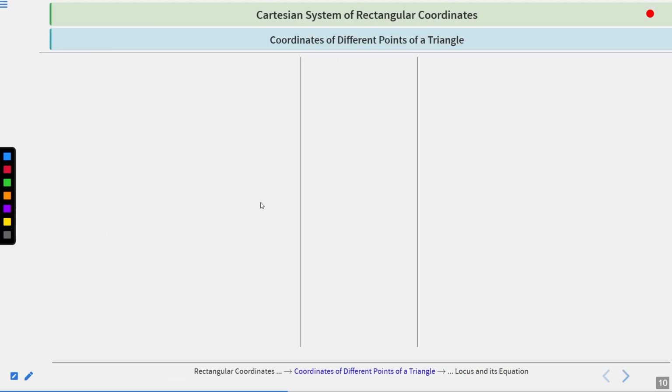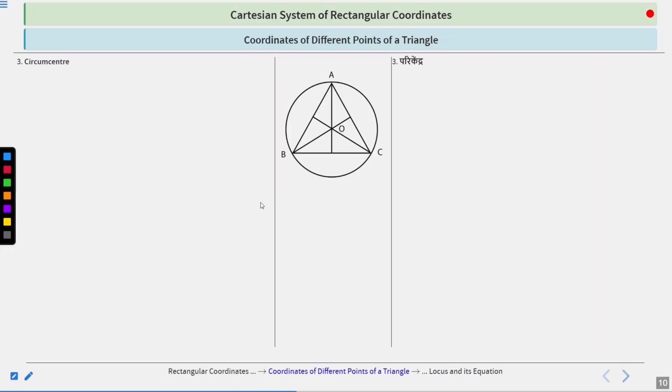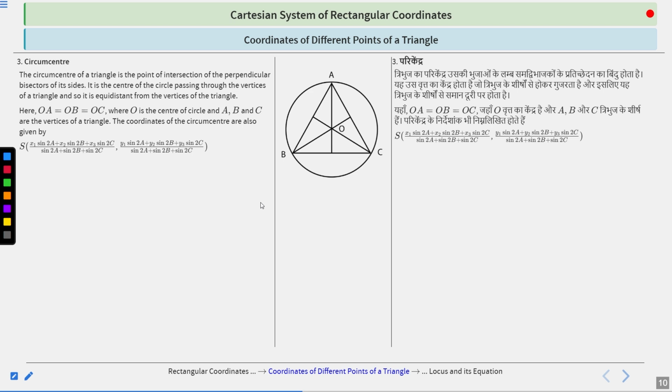Okay, let's move on. Coordinates of different points of a triangle. Circumcenter. The circumcenter of a triangle is the point of intersection of the perpendicular bisectors of its sides, right? It is the center of the circle passing through the vertices of the triangle, and so it is equidistant from the vertices. Let OA equal OB equal OC, where O is the center of the circle and A, B, C are the vertices of the triangle. The coordinates of the circumcenter are also given by S equal to (x1 sin 2A plus x2 sin 2B plus x3 sin 2C) upon (sin 2A plus sin 2B plus sin 2C) and (y1 sin 2A plus y2 sin 2B plus y3 sin 2C) upon (sin 2A plus sin 2B plus sin 2C), right?